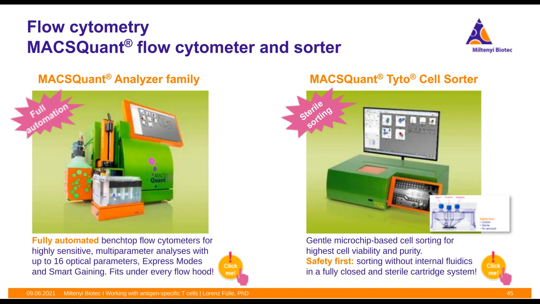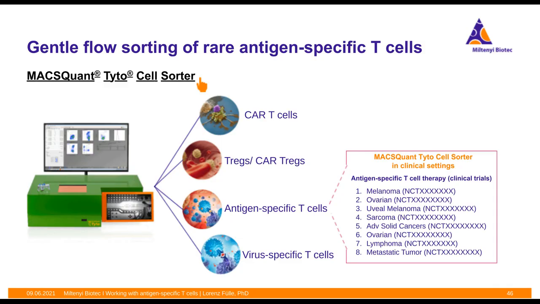And second, we also have the MaxQuant Tidal cell sorter, which, as opposed to classical droplet sorters, allows for a more gentle cell sorting approach and higher viability, even for rare and sensitive cells. And therefore, it uses a microchip sorting technology to sort your cells in a mechanical way. So furthermore, this closed and sterile cartridge system really makes the Tidal the ideal instrument for basically any GMP environment.